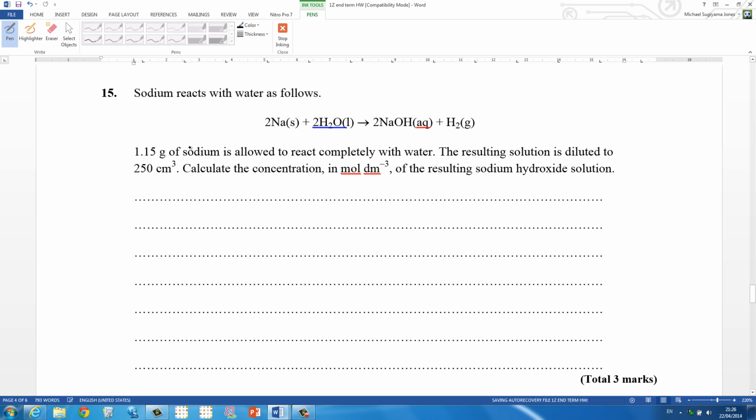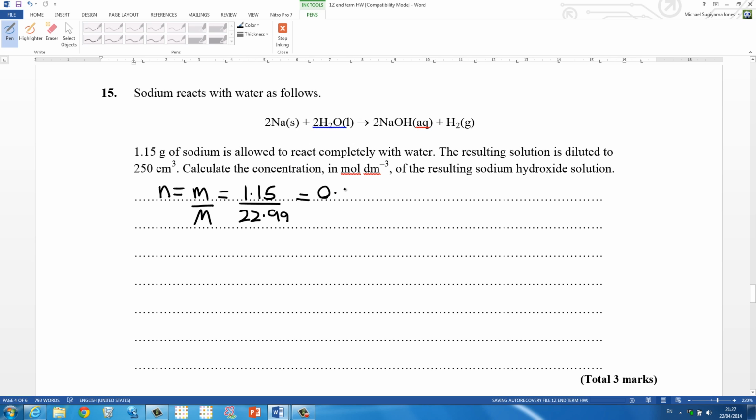Okay, sodium reacts with water in this equation here to give you sodium hydroxide and hydrogen gas. And you have to calculate the concentration of the resulting sodium hydroxide solution. So whenever you're given grams, you must go to moles. So we're going to calculate moles first. So we're going to put 1.15 for the mass of sodium, and the molar mass of sodium is 22.99. Now notice that I'm using more precise values, which is 4 significant figures here, because this is from paper 2, and you'll be allowed to use a periodic table, so you should use those values on the periodic table.